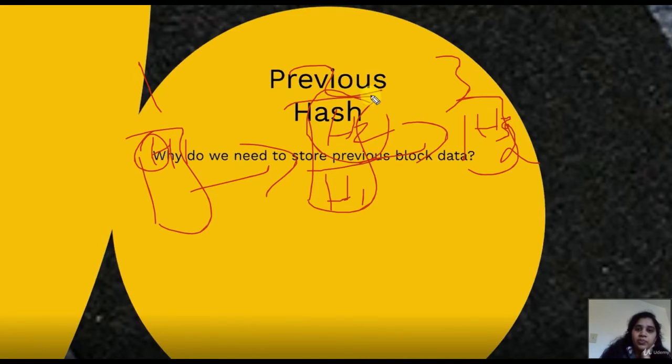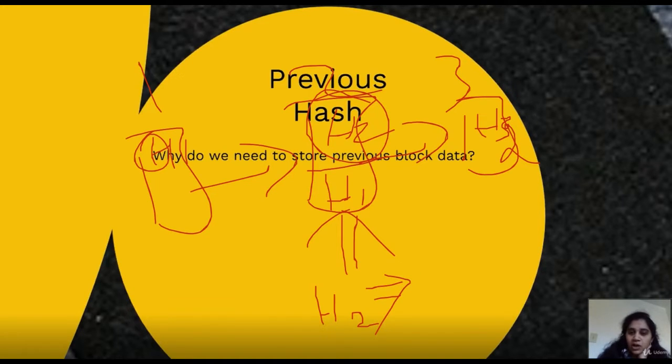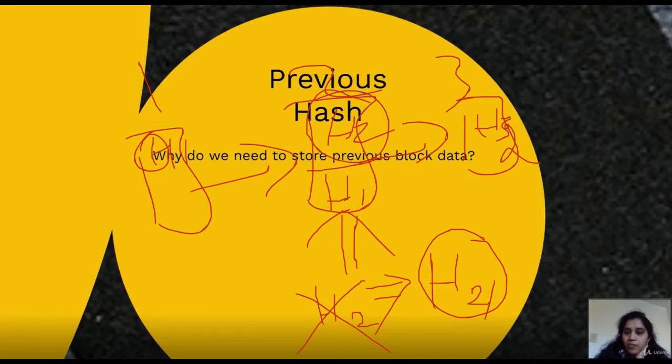Suppose a person is making changes, or an attacker is going to change the data in your block 2. So this hash h2, the hash that is generated with your data, is no more h2, but a new hash, say h21, will be generated. So when you are going to create a block, this hash will be compared to this hash. Block 3 will be having the hash as h2, but block 2 is having the hash as h21.